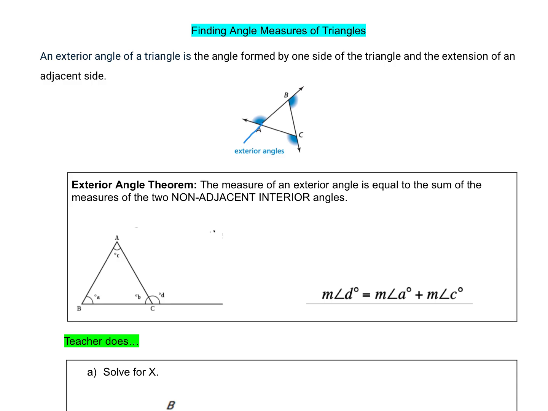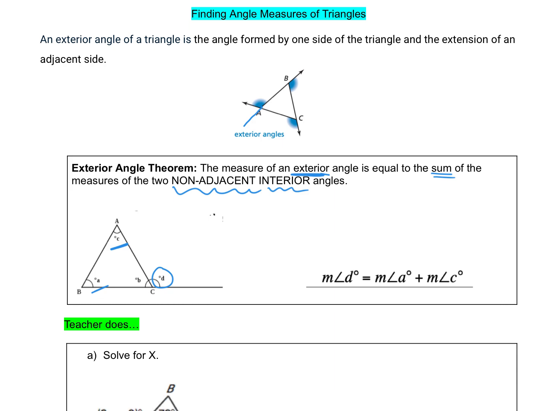Here is the big idea. It's not 180. The exterior angle is equal to the sum of the non-adjacent interior angles. So what I mean by that is this angle right here, the exterior, is the sum of the two interior that are not next to it. So what you notice is we do not care about the angle that's right next to it. These still add to 180. That's still true. But D is equal to the sum of those two.